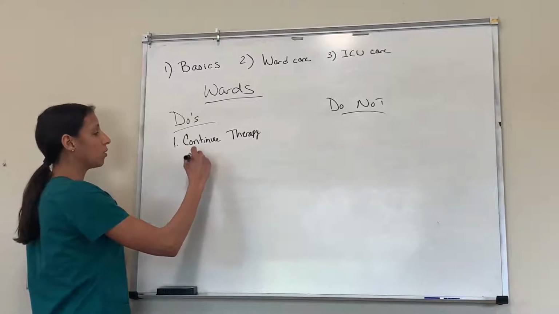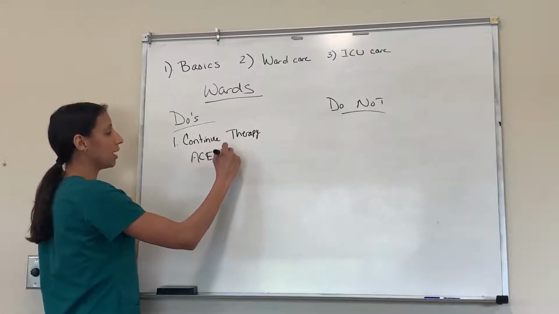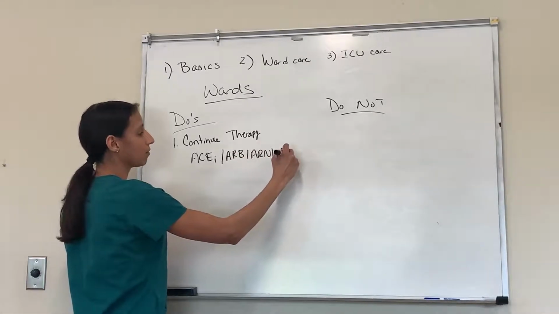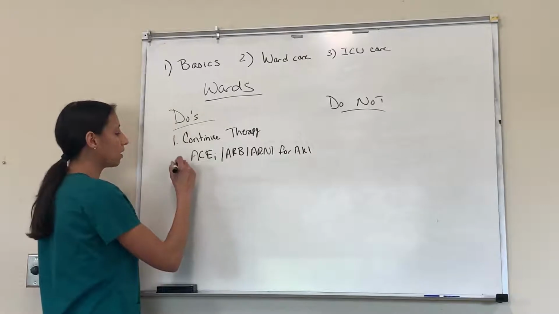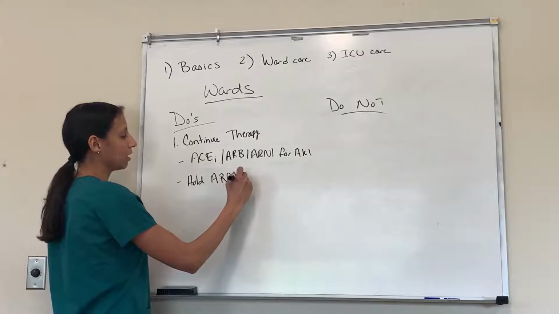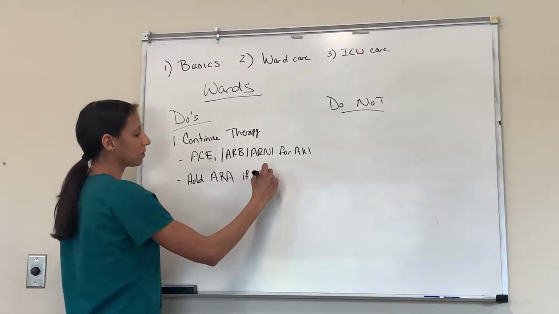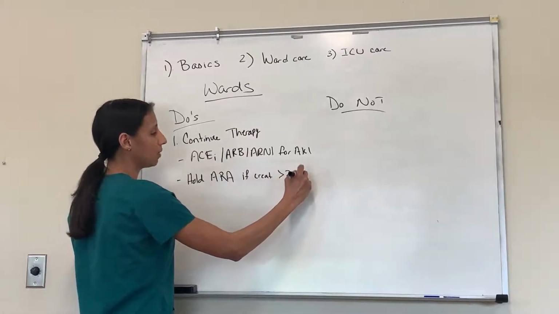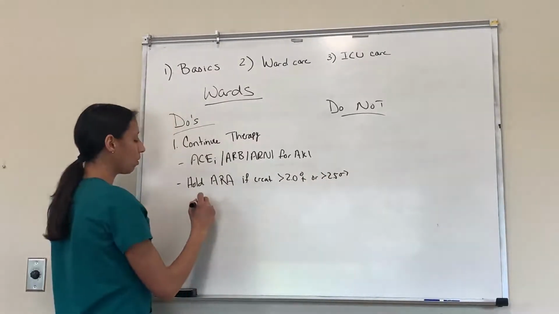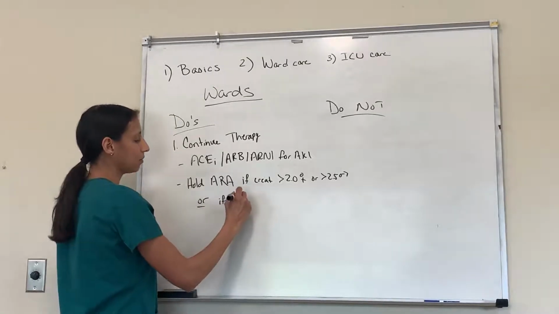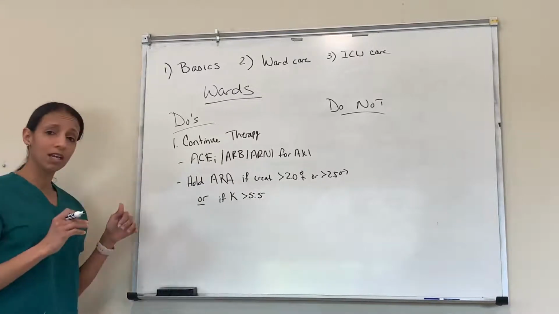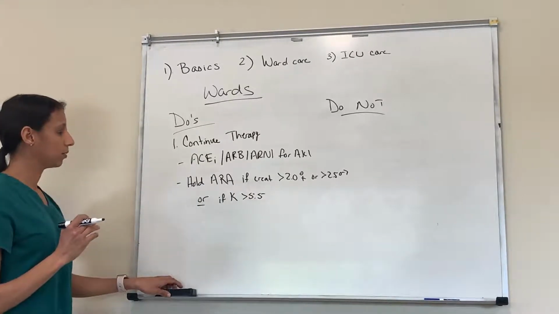So when would you hold the ACE inhibitor? You're going to hold the ACE, the ARB, or the ARNI for AKI. And then you're going to hold the aldosterone receptor antagonist if the creatinine goes above 2 in women or greater than 2.5 in men, or if the potassium is greater than 5.5. The other medications you can continue as long as you have blood pressure room.